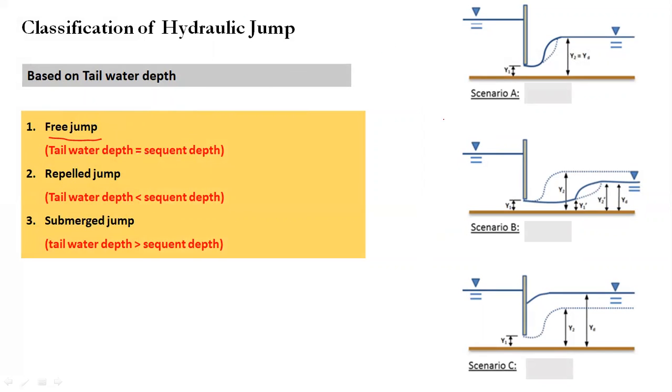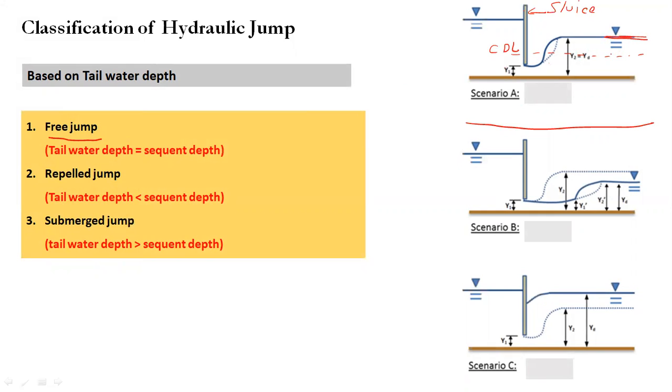If you see this scenario A, what is happening? Flow is taking place through a sluice gate. This is a sluice gate. Supercritical flow is taking place below this. So the critical depth must be somewhere like this. This must be the critical depth line.